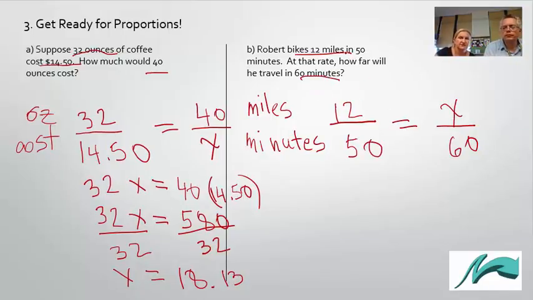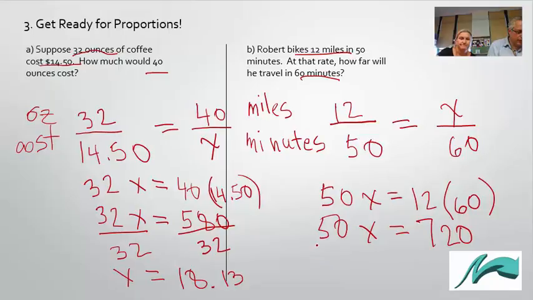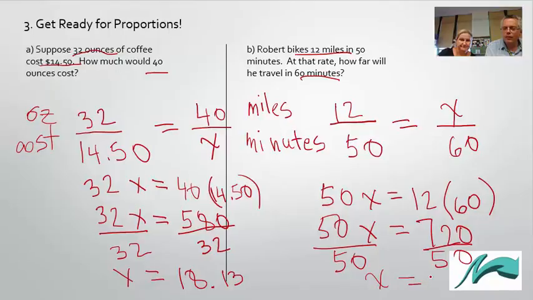So again, if I cross multiply, x times 50, or 50x, is equal to 12 times 60. So we have 50x is equal to 720. Divide by 50, divide by 50. So we end up with x is equal to 720 over 50, which will give us 14.4, and we were finding miles.